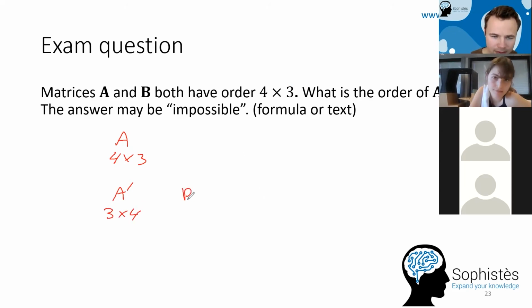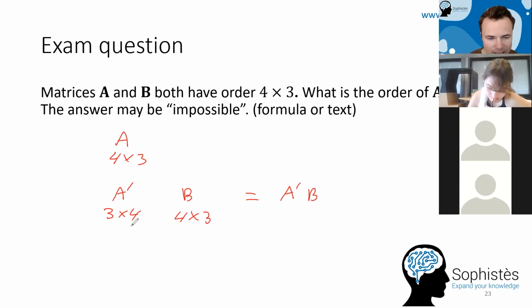And B also is a 4 times 3. So first you check if you're allowed to multiply it. And that's only allowed if the numbers on the inside are the same. So they are the same and therefore we are allowed to multiply them. And then the left matrix gives the number on the left, and the right matrix gives the number on the right. And now you know that this is the answer. Are there any questions about this one? Any questions? No questions? All clear?